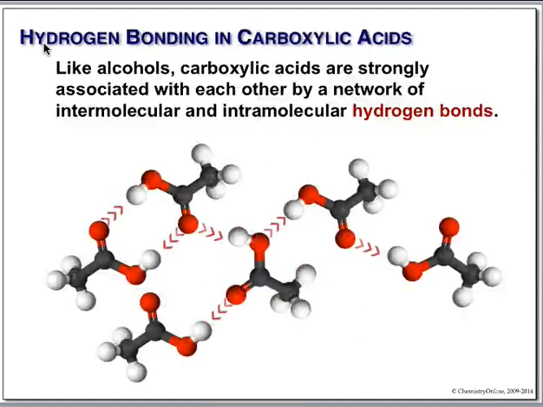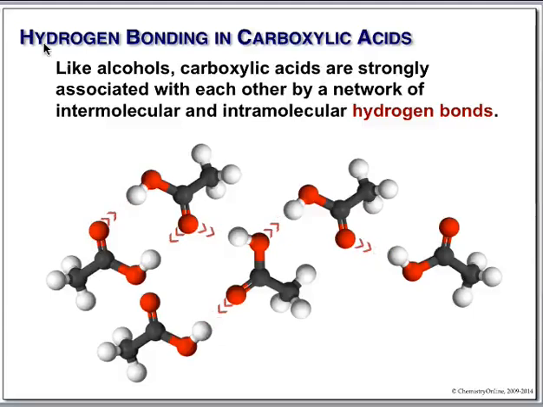Carboxylic acids are really, really good at hydrogen bonding, almost as good as water. The reason is, and you can actually see it on this example here, carboxylic acids can both be a hydrogen bond donor and acceptor. So the geometry is such that they can pair up very nicely. We can form very extensive hydrogen bonded networks. Because of that, carboxylic acids are high boiling for their molecular weight.